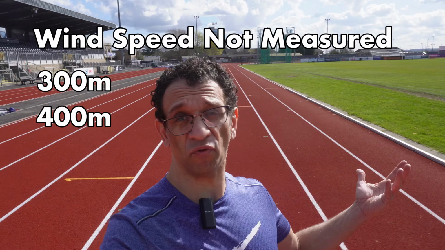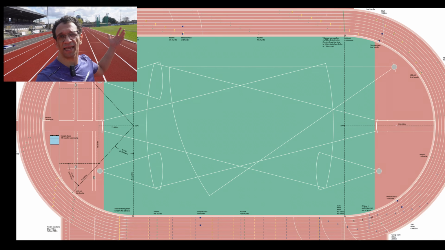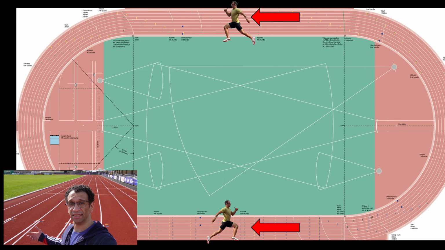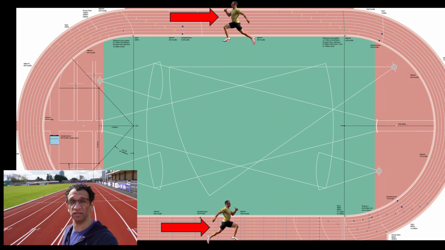And this is because for the 400 meters and even the 300 meters, any gains you got in the first half of the race are cancelled in the second half of the race, and vice versa.